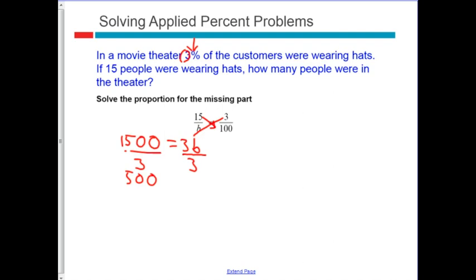3 goes into 15 5 times, and they just keep the zeros. So B equals 500. If 15 people were wearing hats, and it's true that 3% of the customers wear hats, then there are 500 people in the theater. That's an example of an applied percent problem.